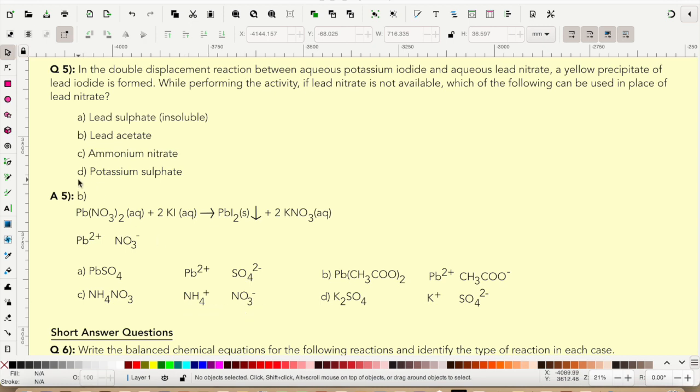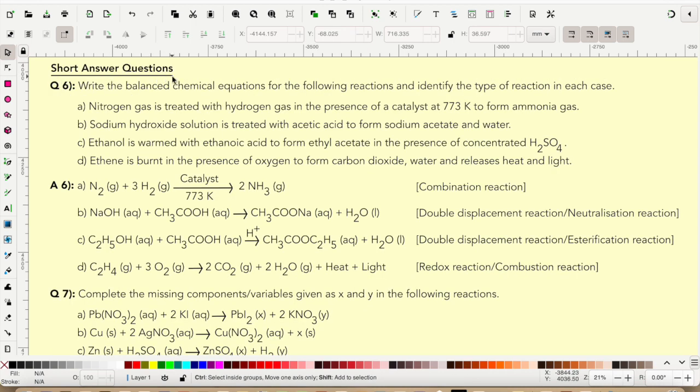Last option is potassium sulfate. It is written as K2SO4. It is made of K+ and SO4 ions. It is not similar to Pb++ and NO3-. So this also is not the correct option. So the correct option we have found is option B, lead acetate. Now let us see short answer questions.